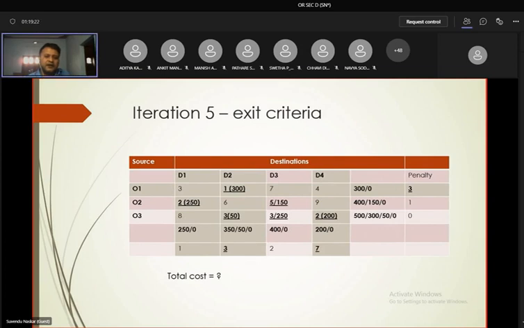So finally, once all the demands and supplies are met, I get the maximum of the allocation. So what I have done is basically allocated 250 here, 300 here, 50 from here, 150, 250 here, 200 in D4. What is the cost? Sir, 2850, the same.